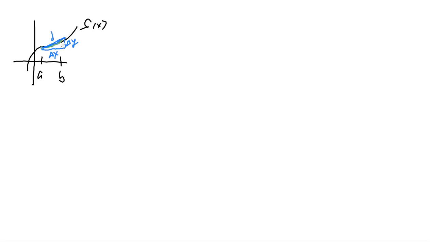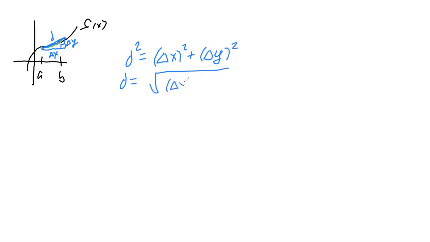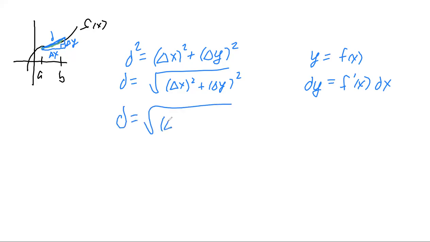Because this is now a right triangle, these are connected via the Pythagorean theorem, so d squared equals delta x squared plus delta y squared, or d equals the square root of delta x squared plus delta y squared. And if we remember from u substitution, if we have y equals some f of x, and we take the derivative, dy or delta y before we take the limit would be f prime of x times the derivative dx. So this little delta y could be turned into this. That is, d is the square root of delta x squared plus f prime of x delta x squared.